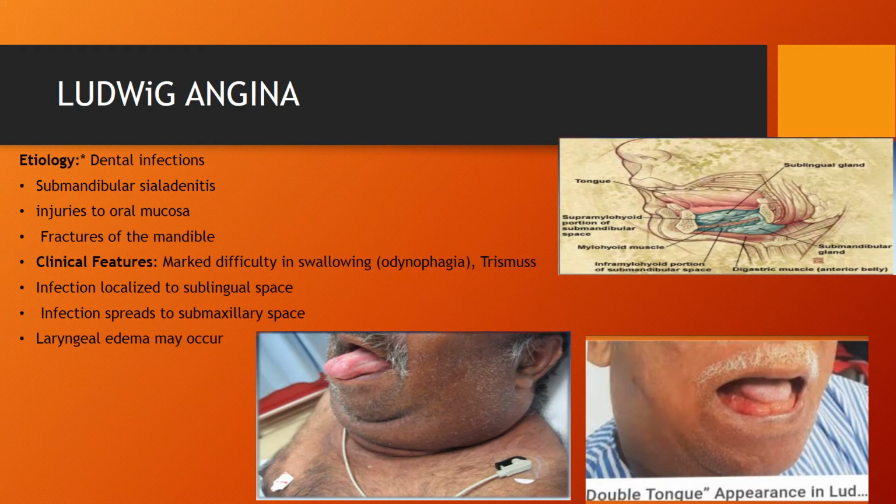Serious condition. The etiology is dental infection, submandibular cellulitis, injury to oral mucosa, or fracture of the mandible. The clinical picture is marked difficulty in swallowing, odynophagia, trismus, infection located in sublingual spaces, infection spread to submaxillary spaces, and laryngeal edema may occur.